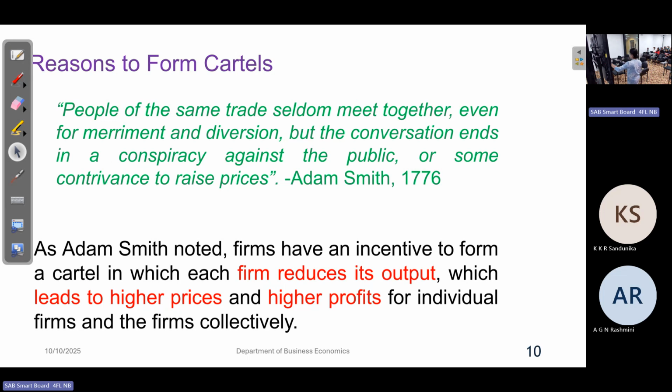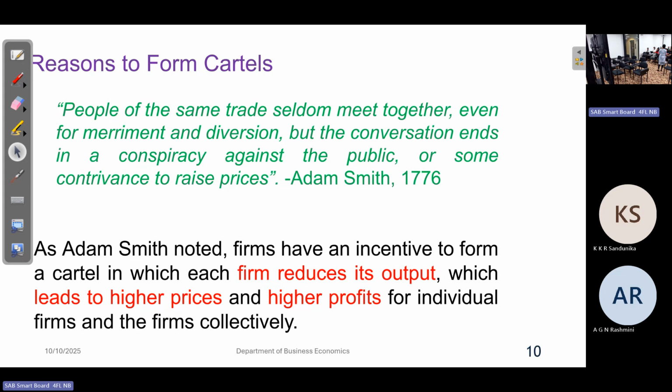So each firm reduces its output, which leads to higher prices and higher profits for individual firms and the firms collectively. So did you understand the motive of a cartel? They want to increase their profit. So to do that, they will come together as a cartel and make up an agreement to reduce the production. They will have some production quotas on each other.